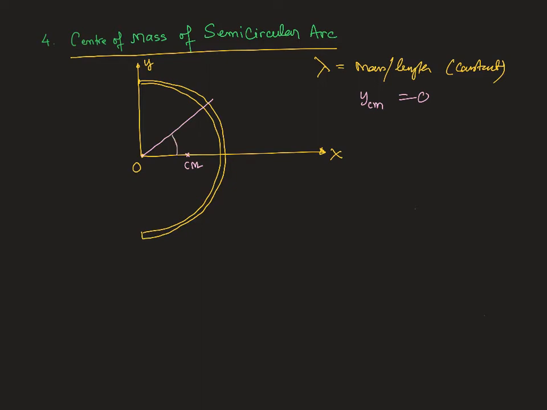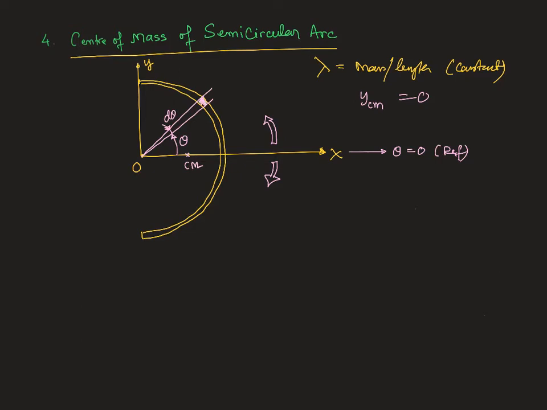For that we take an angle theta. This x-axis is the reference for measuring theta, so theta equal to 0 here. Theta is the angular position, or the angular coordinate. Anti-clockwise angle is positive and clockwise angle is negative. So theta, and with theta a small angle d theta.